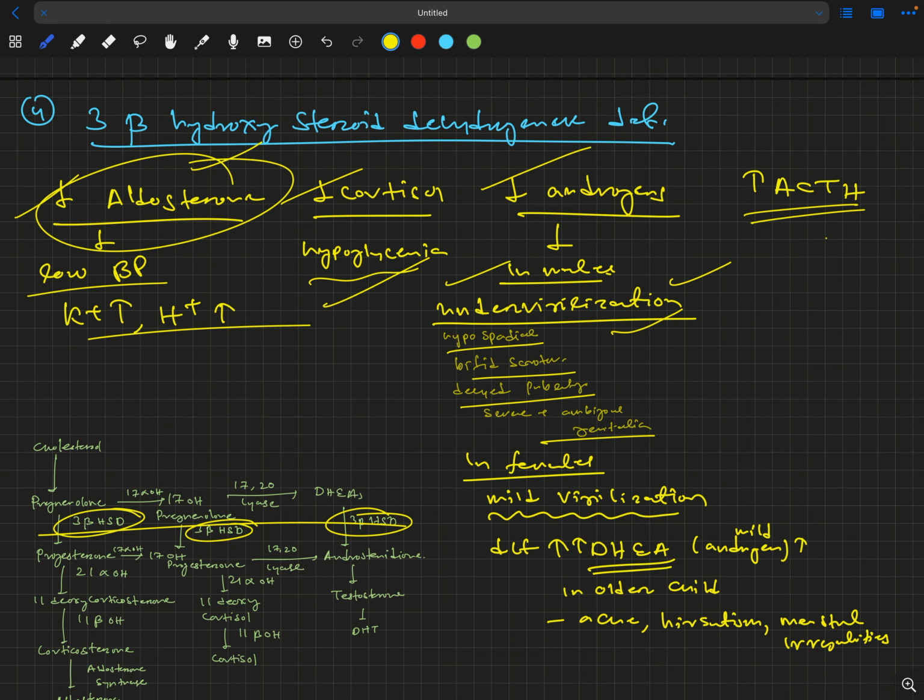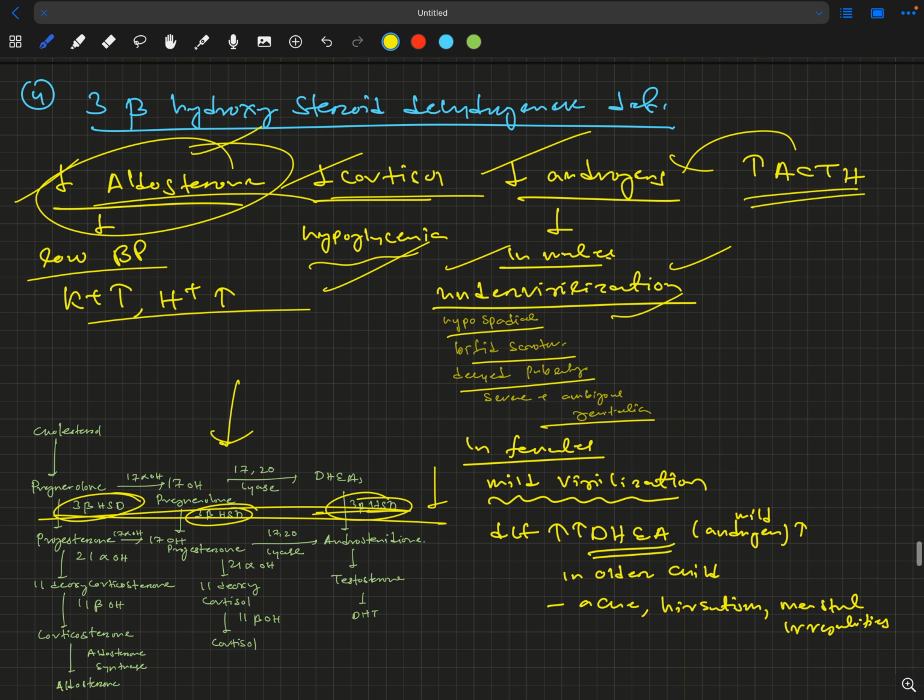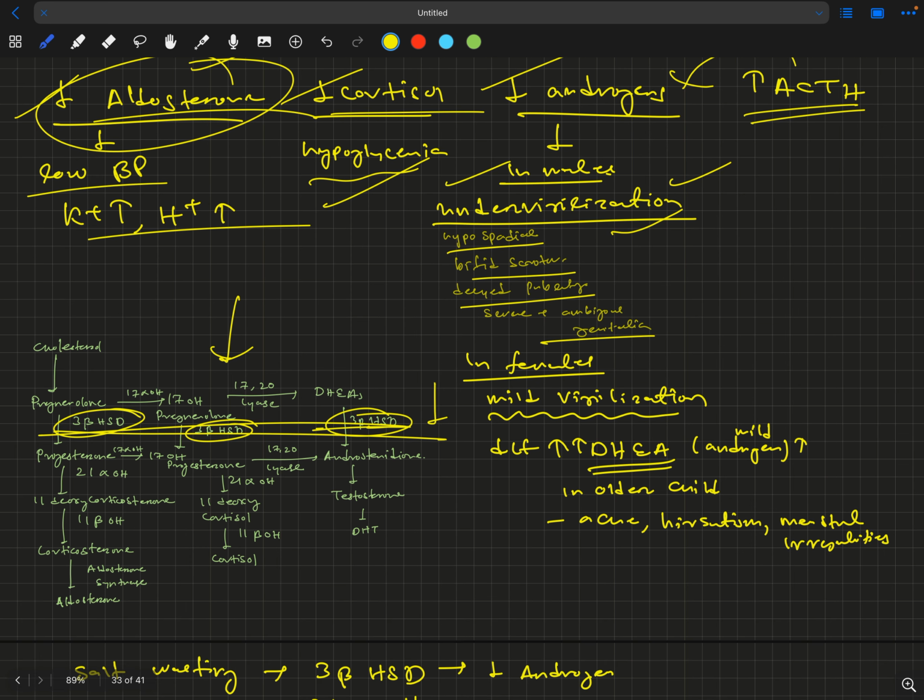Increased ACTH will further stimulate the melanocyte stimulating hormone receptor, leading to hyperpigmentation, and it can also stimulate the synthesis of aldosterone and androgens. But due to deficiency of these enzymes, however much you stimulate, it will not go further. So there will be less androgens, less cortisol, less aldosterone, but the ACTH level will be increased.